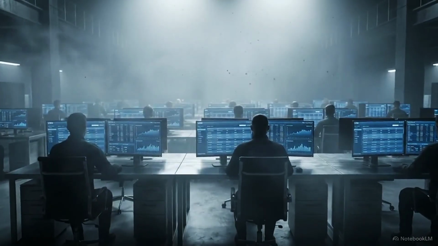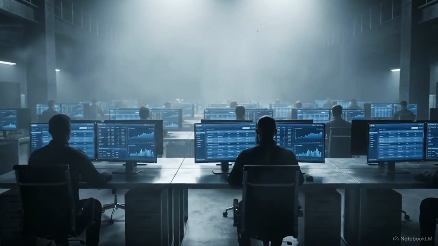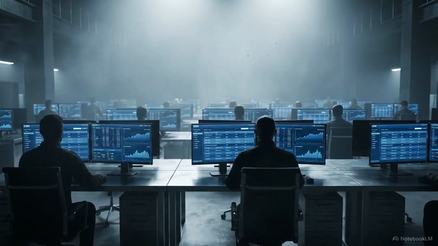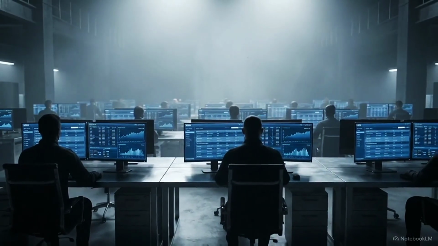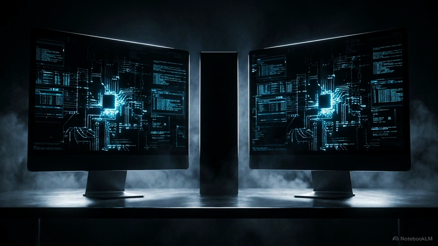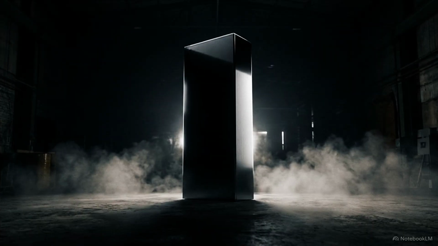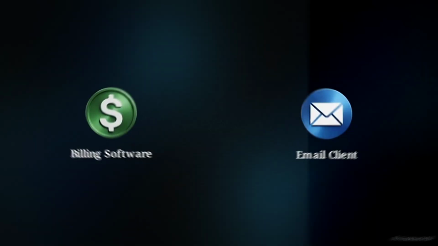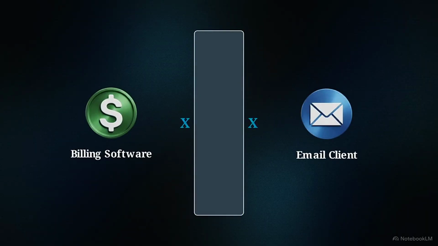We work in an ecosystem of specialized apps. We have tools managing massive customer records and others handling global financial transactions instantly. But look closely at these tools and you'll notice a structural flaw. By default, they exist in total isolation. Your billing software does not natively know what your email client is doing.